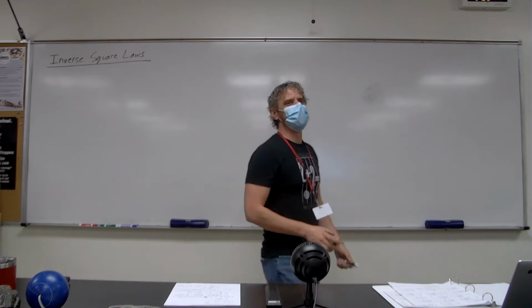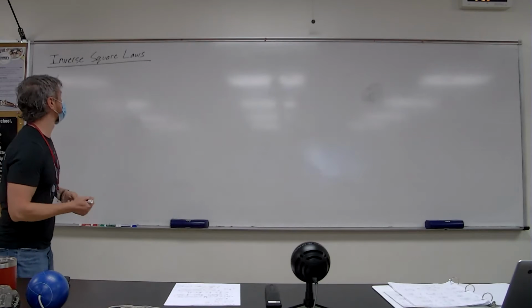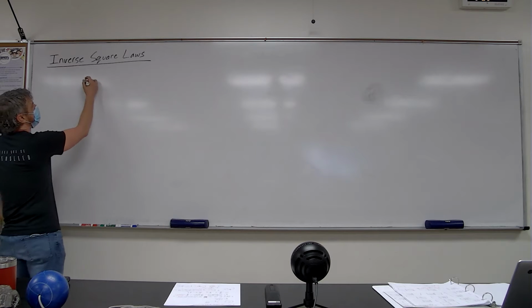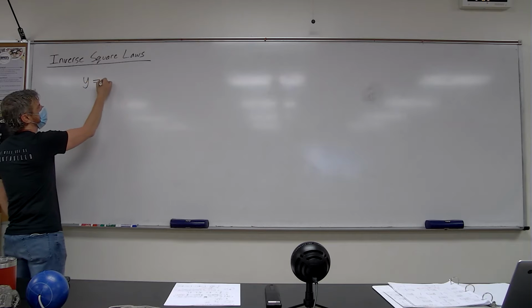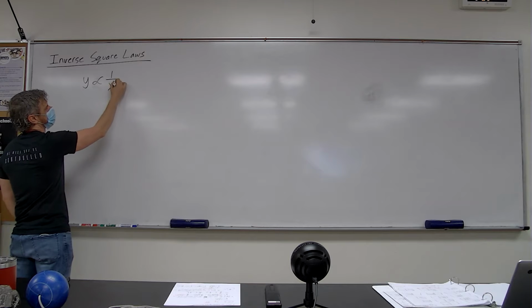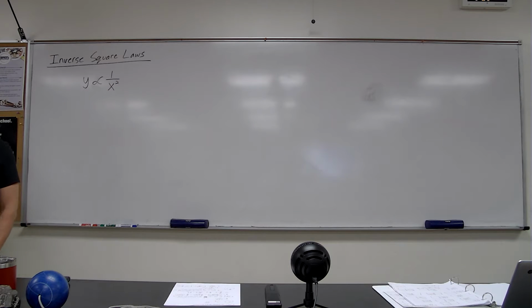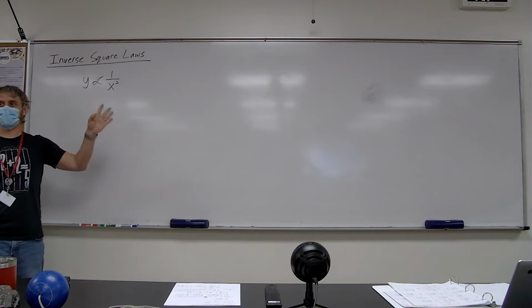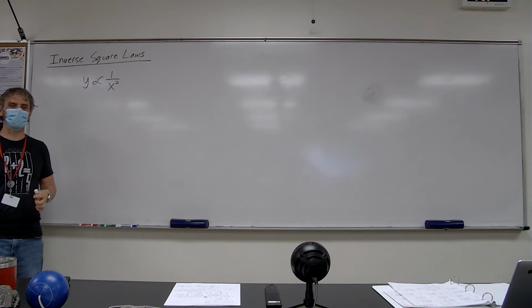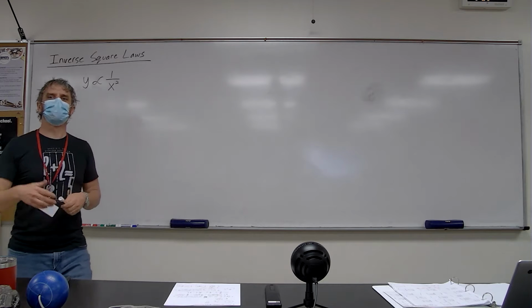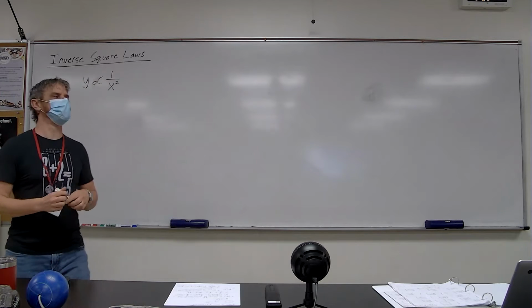Okay, so I want to start by talking about the nature of inverse square laws. An inverse square law is any physics law in which one thing is inversely proportional to 1 over something else squared, where y and x can mean any physical quantity. There are a lot of these in physics, in science, even in chemistry, I believe. The one we're going to focus on is the law of universal gravitation, obviously, but there are other ones.